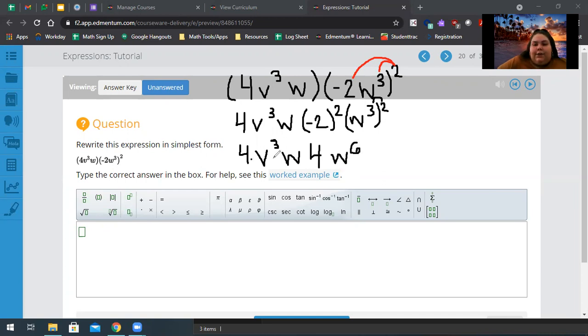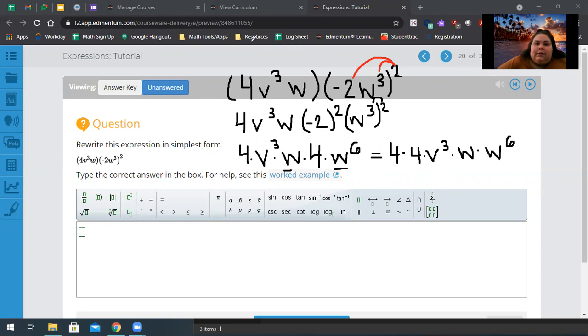Keep in mind, everything in here is being multiplied. So I'm going to rearrange it so we can put like terms together. So this 4 and this other 4, I can put them together like this. Let me write our multiplication symbol. So 4 times 4, we have v to the third power. Again, they're all multiplying. I have this w and this w to the 6th power. So I'm going to say w and then w to the 6th power.